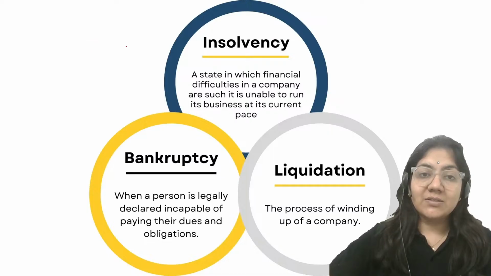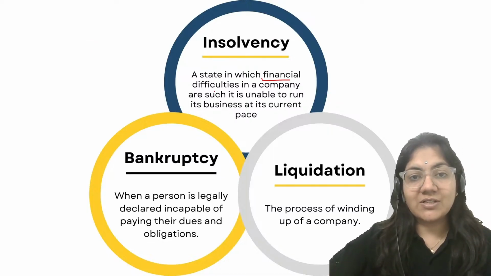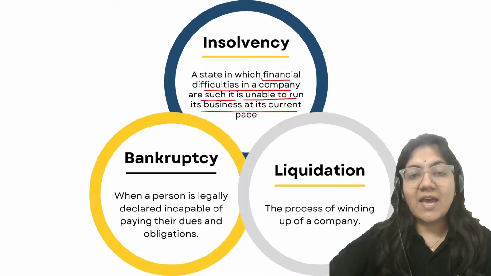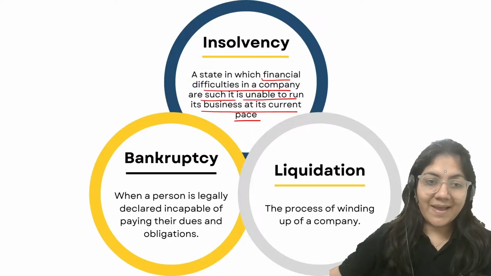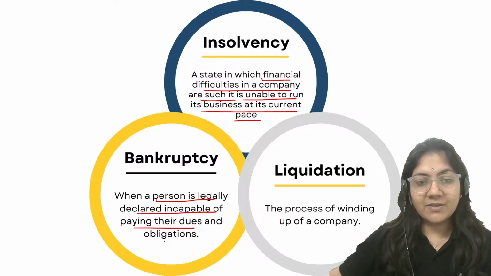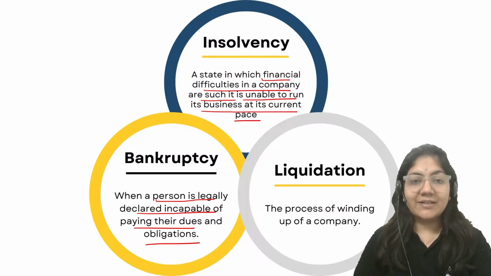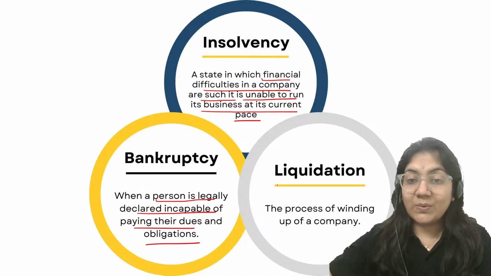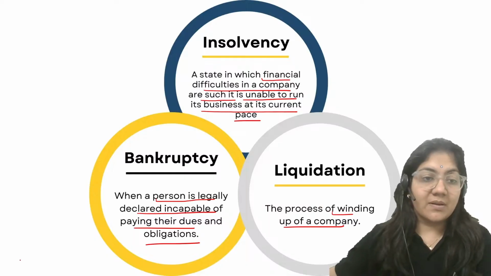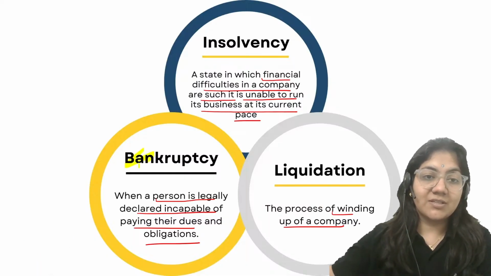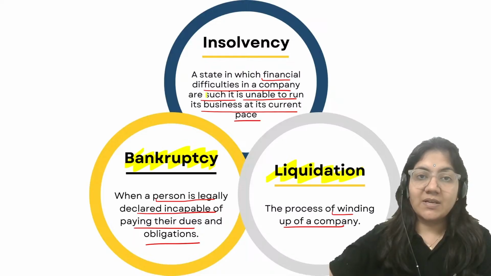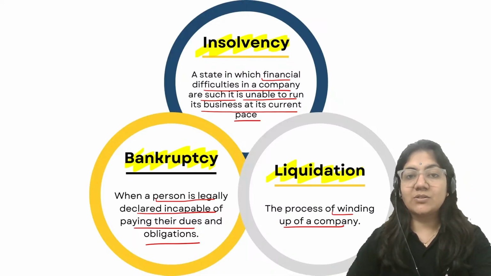Now see, insolvency is a state in which financial difficulties in a company are such that it is unable to run its business at its current pace. Bankruptcy is when a person is legally declared incapable of paying their dues and obligations. And liquidation is a process of winding up the company. So guys, these definitions are important: bankruptcy, liquidation, and insolvency.